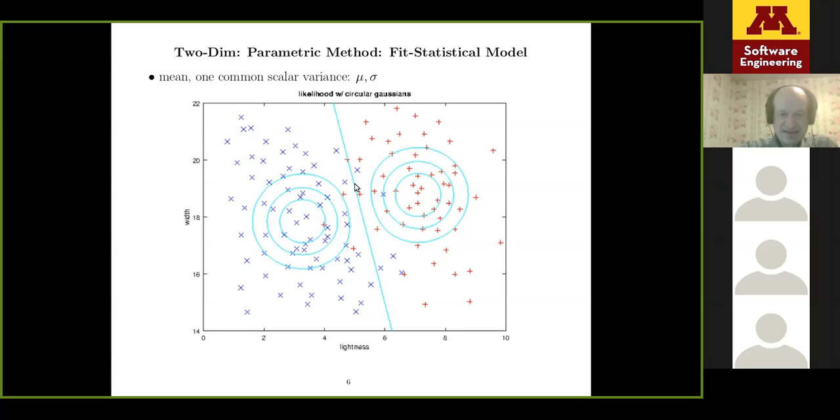And you can tell that there are some mistakes. There are some red crosses on the left, and there are some blue X's on the right. Not very many, but there are a few.